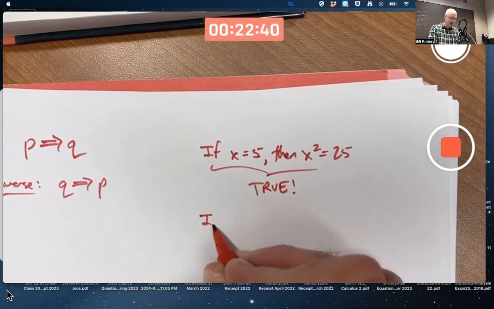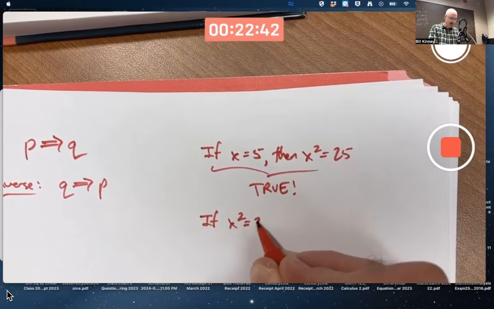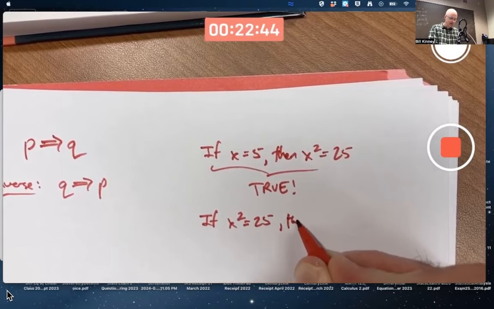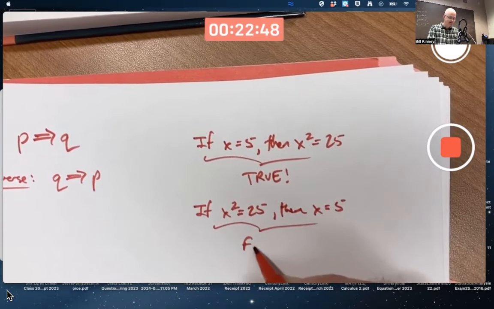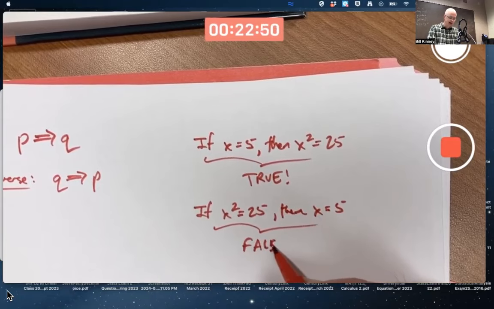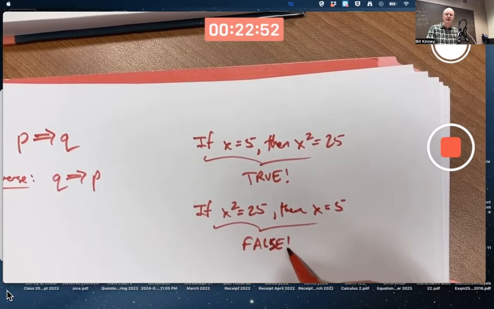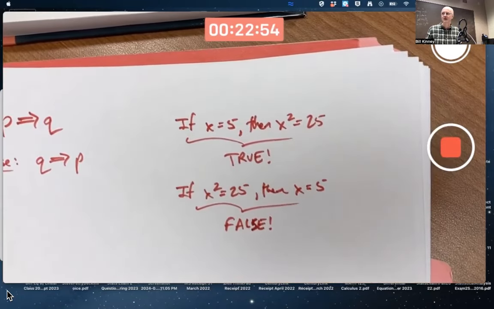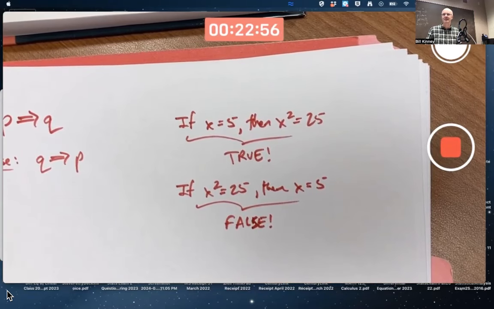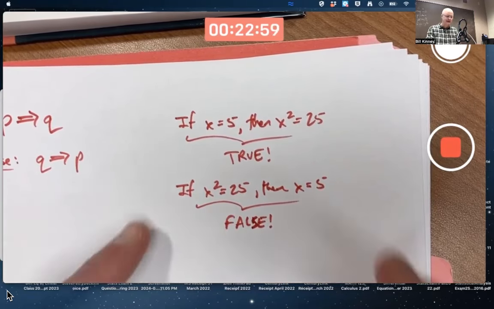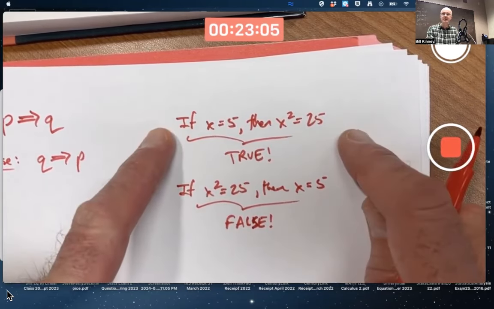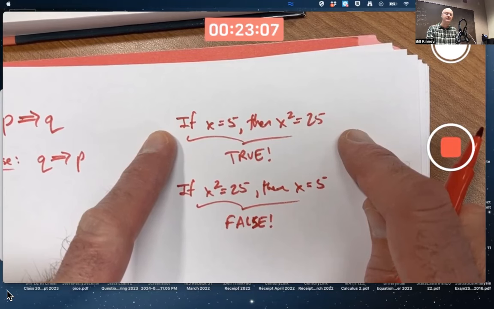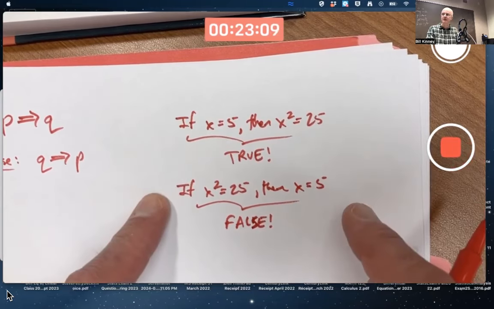Its converse, if x squared equals 25, then x equals 5, is false. Yes, x equals 5 is one example of a number whose square is 25, but of course also x equals -5 satisfies that property. So this if-then statement is a false statement. So here's a simple example of a statement that's true, but its converse is false.